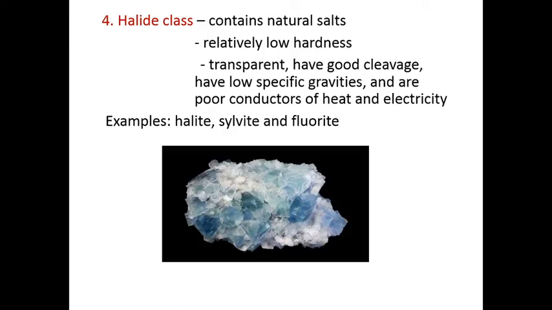Next, we have the halide class. Of course, the very common. It contains natural salts. So relatively low hardness. It is transparent and has good cleavage, has low specific gravities, and is a poor conductor of heat and electricity. We have examples of the halide class: the halite, the sylvite, and the fluorite. The fluorite is the common one in your toothpaste. And the halite is the common one in rock salts.